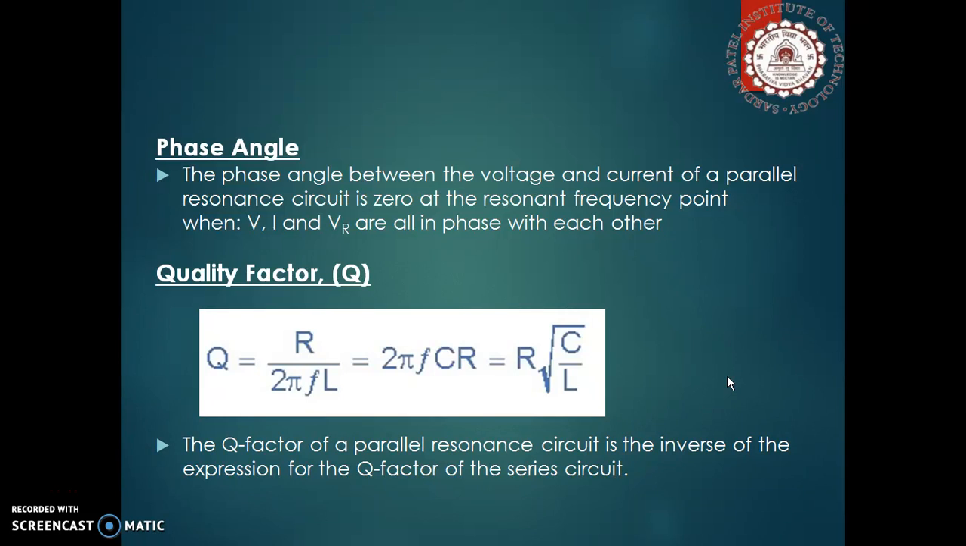Now the phase angle between the voltage and current of a parallel resonant circuit is 0 at resonant frequency point, since V, I and R are all in phase with each other.